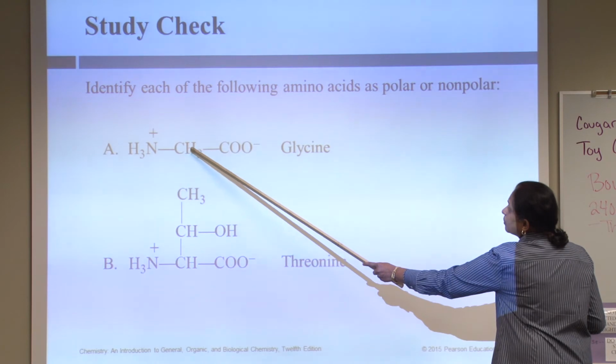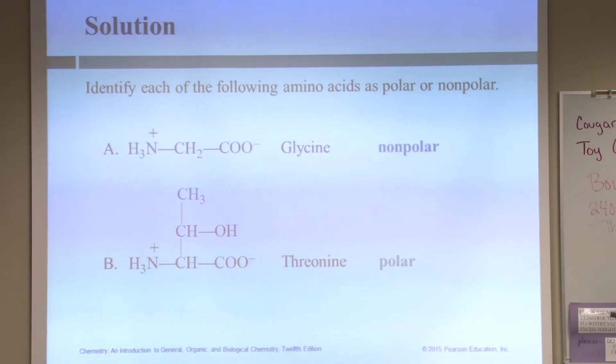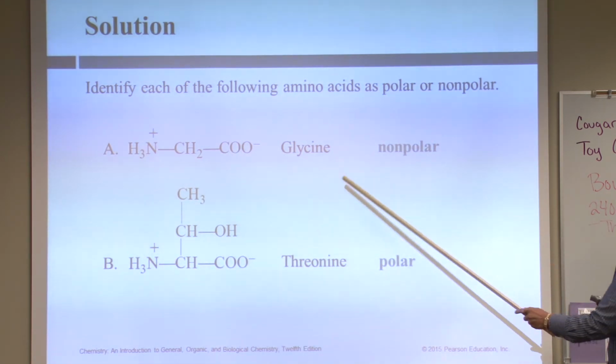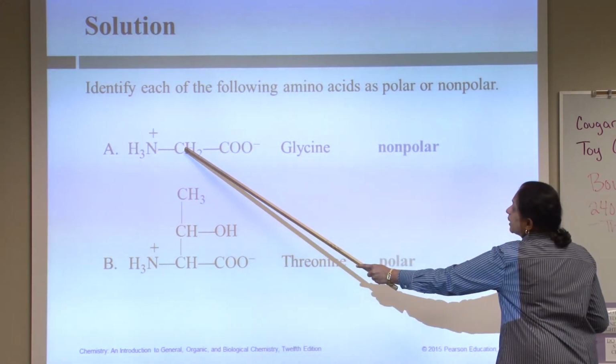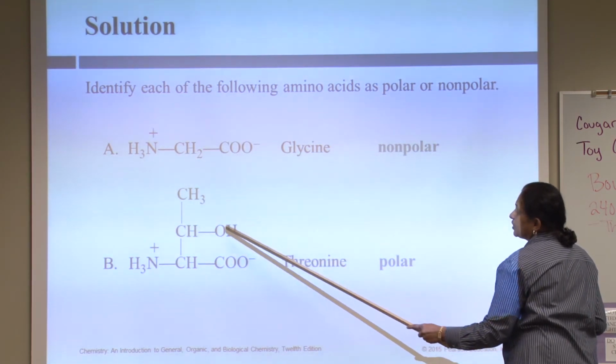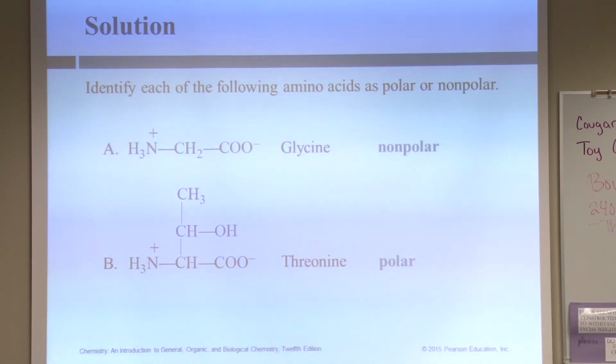Here the R group is a hydrogen. You see two hydrogens. So this is nonpolar and this is polar. We base this on the R group connected to carbon. This is hydrogen here, and this is a side chain with the OH group. That makes it polar.